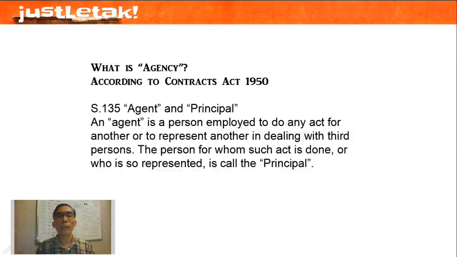Estate agency practice is something to do with agency, and agency in the terminology of the Contracts Act 1950 is under section 135, agents and principal. So when we mention agency, it means an agent being a third person connecting to the principal. He acts in the middle. An agent is a person employed to do any act for another or to represent another in dealing with a third person. A person is an agent because he's appointed by the principal, or he's been asked by the principal to go and carry out a job with the third person.